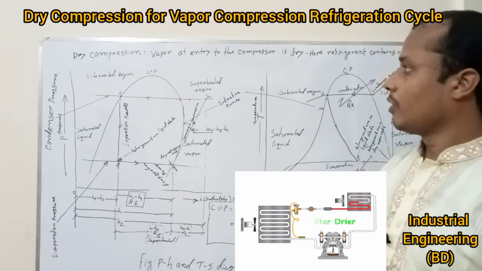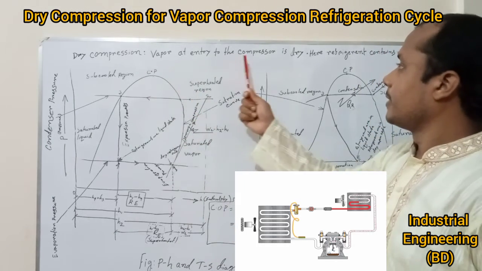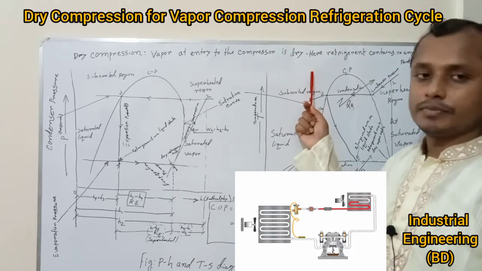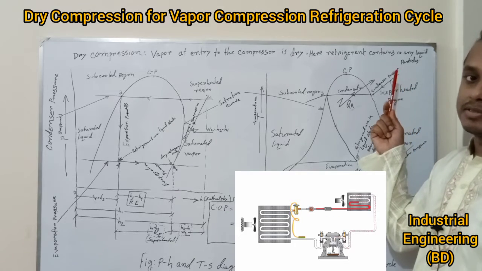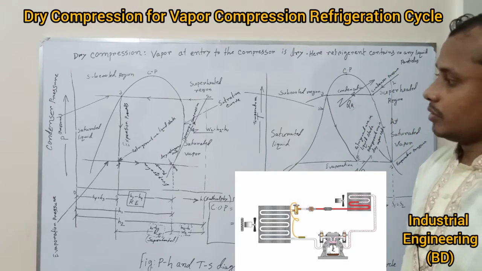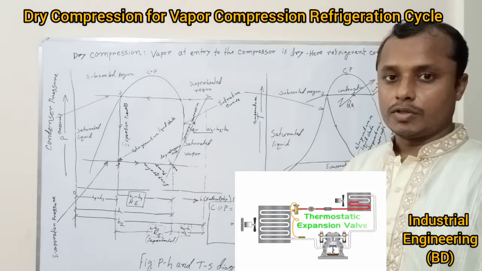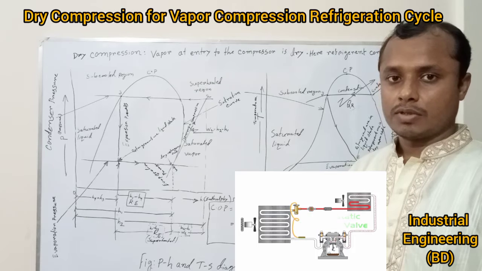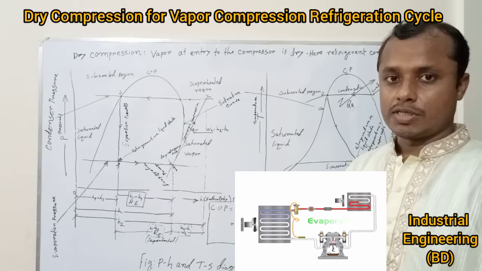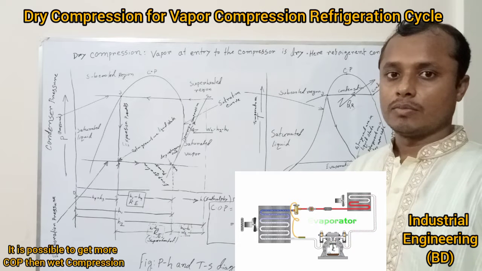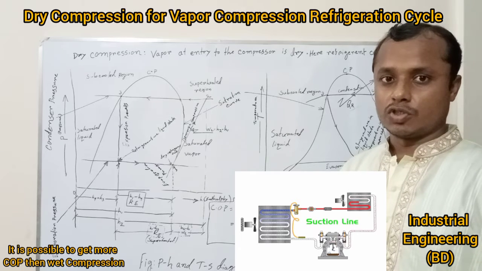From the definition of dry compression, we know that vapor at entry to the compressor is dry. Here refrigerant contains no liquid particles. So the refrigerant which enters the compressor after the evaporation process is in the dry state. So in this process we can get more coefficient of performance than wet compression refrigeration system.